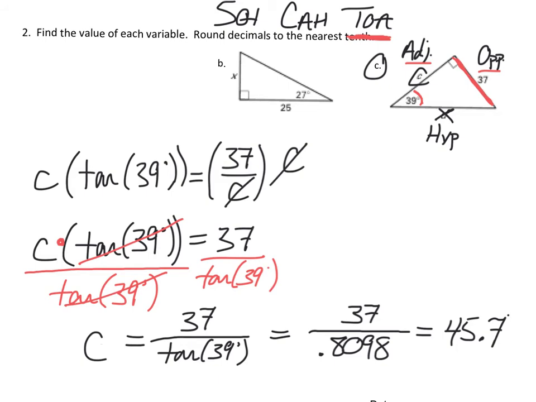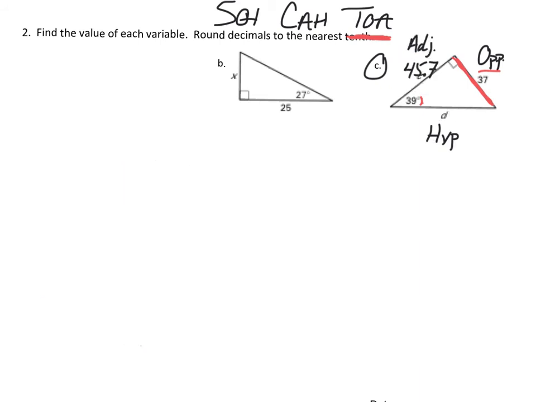Now I need to go back to the beginning and solve for d. To finish up this problem, I need the hypotenuse. Technically, I have an option: I could use the opposite and hypotenuse, or I could use the adjacent and hypotenuse. But since I rounded this answer, this 45.7, since that's not the exact length, I'm going to stick with the opposite.